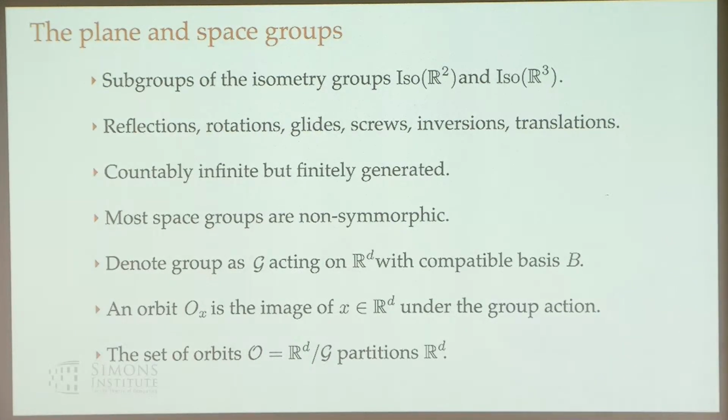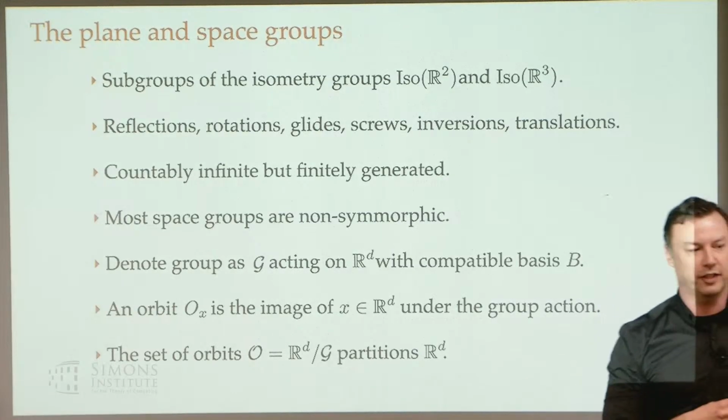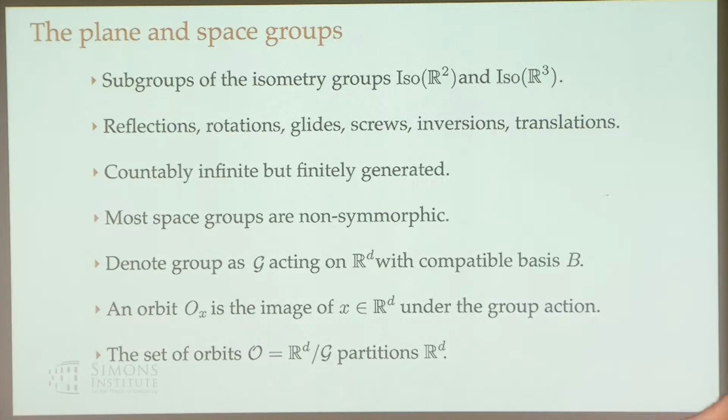Generally speaking, I'm going to be denoting the group G acting on some R^D, and we're going to assume we have some compatible basis. What I mean by that is just that these correspond to Bravais lattices. The Bravais lattices don't allow for all arbitrary lattice basis vectors, so let's assume that you have one that's reasonable. A key object we're going to be thinking about is orbits, in the group sense.